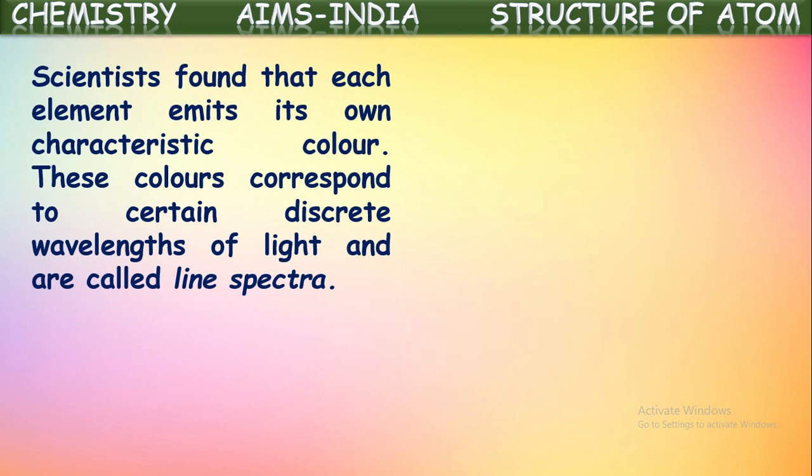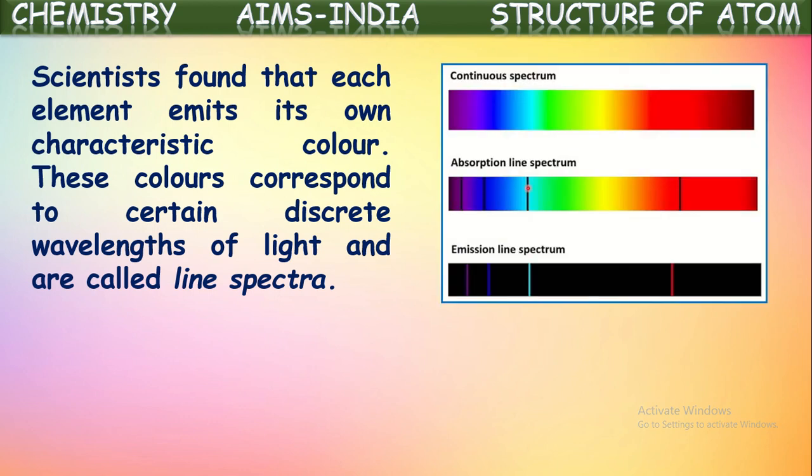So scientists found that each element emits its own characteristic color. It won't be the same as the other colors. These colors correspond to certain discrete wavelengths of light and are called line spectra. So each element will produce a characteristic color. As the wavelengths are different, their colors are different. These lines all together are called line spectra.